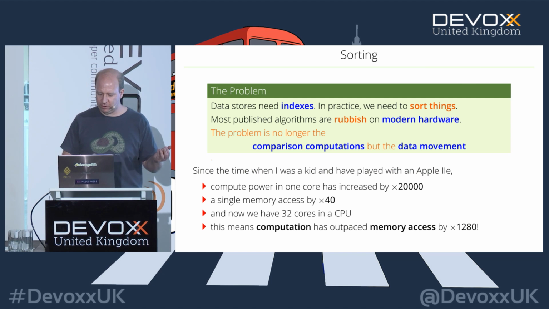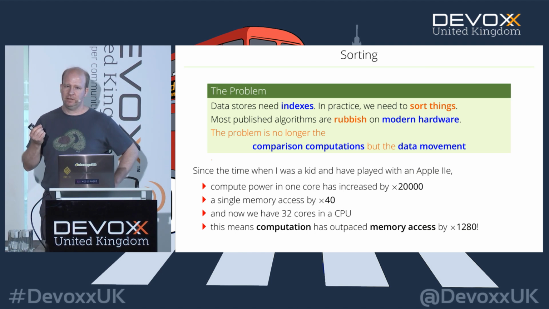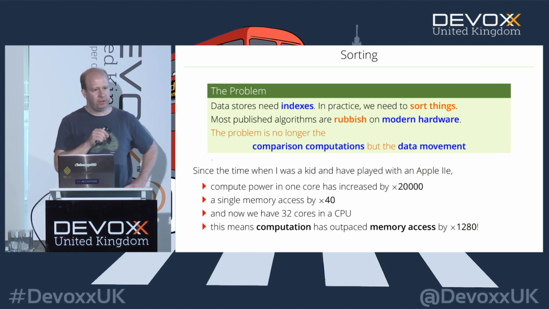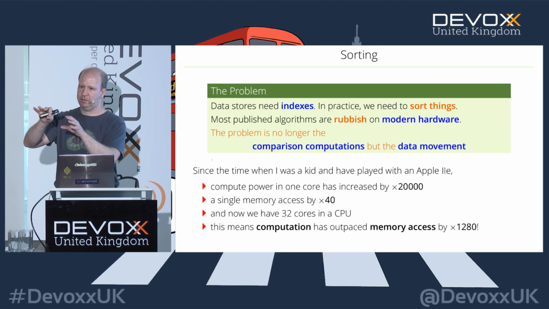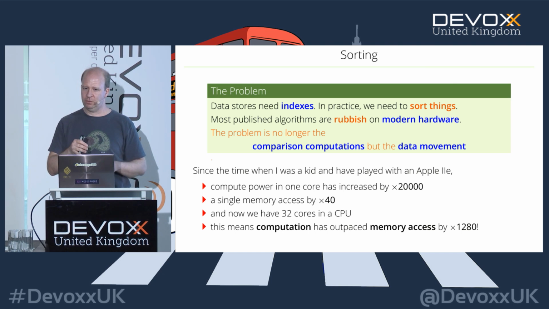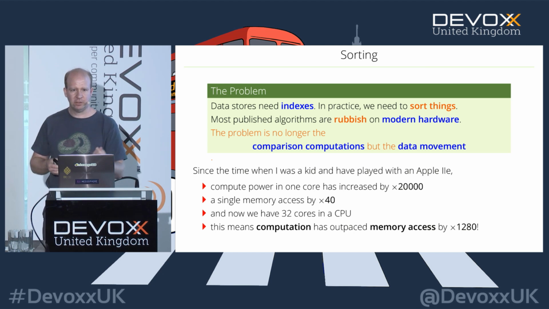And why is that? Well, when I was a kid, I was playing with a very old Apple machine, nowadays old. And if you compare the computation power from the time to my modern laptop, then the computation speed has increased by a factor of something like 20,000. The single memory access latency has only increased by a factor of 40. And in addition, at the time we had one processor core, now we have 32 cores, which makes it even worse. So the relative ratio of processing speed and memory access speed has got worse by a factor of something like 1280. So really, for such a modern machine, the problem is to get the data into the microprocessor and not to compare two things.